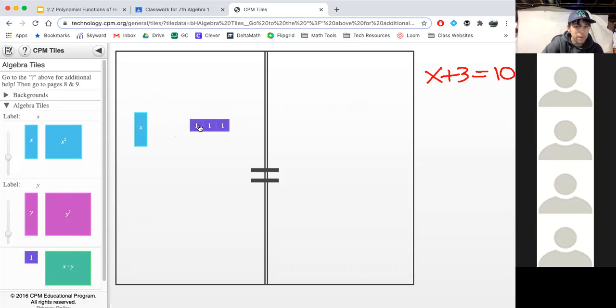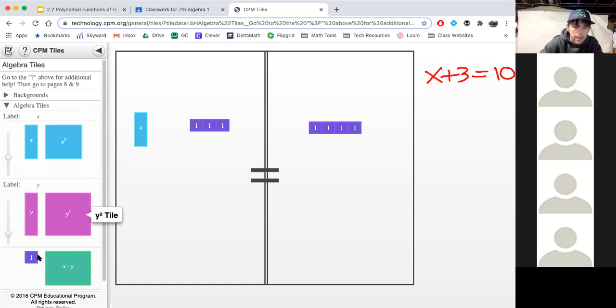And all of these things are positive, so I used positive tiles. Remember, if we want to make them negative, we have to click on them. So if it was -3, I'd want to make sure they were negative, but they're positive. And that's going to equal 10. So I need a bunch of these. 1, 2, 3.